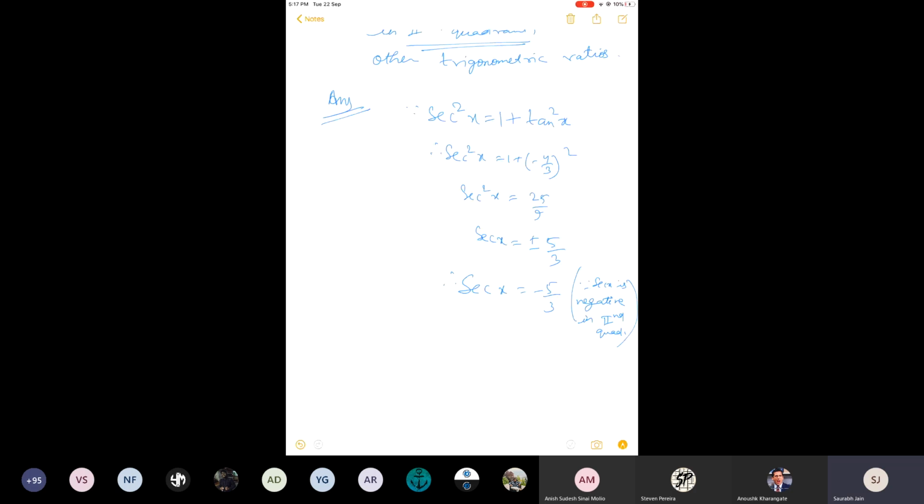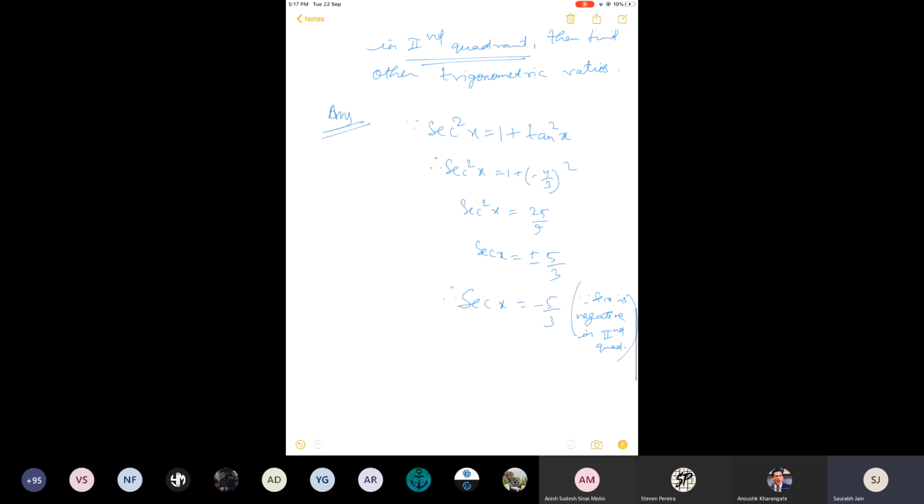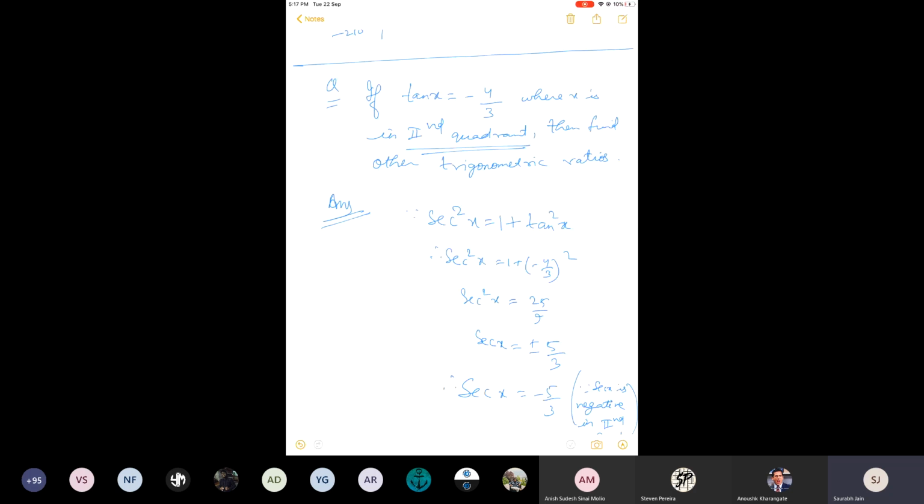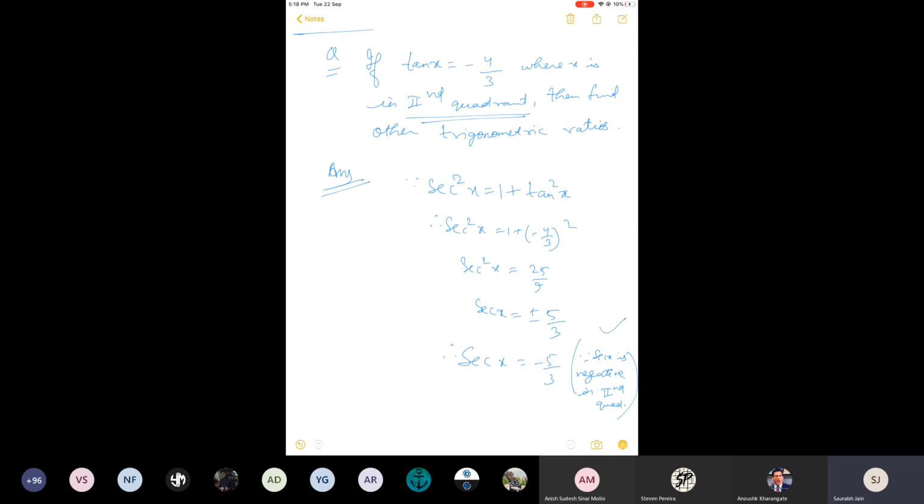Could you please scroll up? First you understand the whole question, okay? Then I will give time. So tan x is minus 4 by 3. Then using the identity in which tan x is there and using the ASTC rule, we calculated sec x.